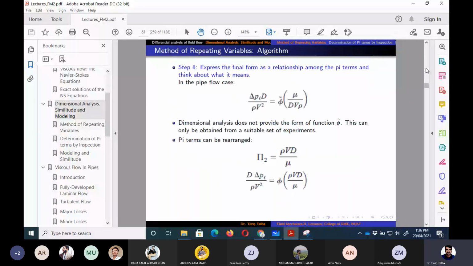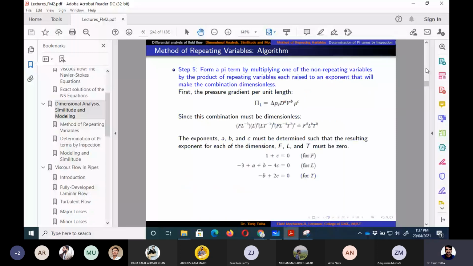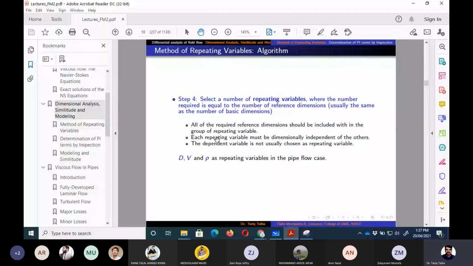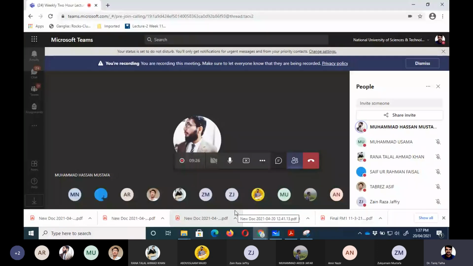So that was the first point. Second point, which I have explained earlier, is that each repeating variable must be dimensionally independent of the others. Mr. Mustafa, do you get this? That we cannot select W and H for that problem.